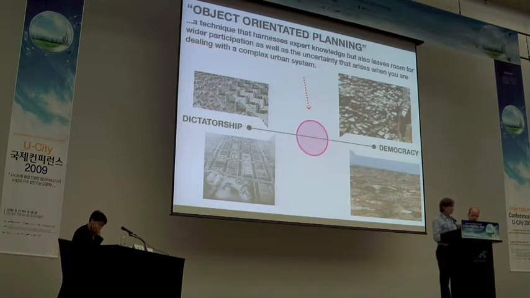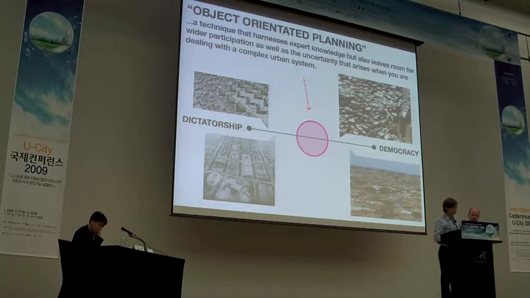And we think there might actually be a third way, and we've called this object-oriented planning, which is a programming analogy. And it's a technique that harnesses expert knowledge but also leaves room for wider participation, as well as the uncertainty that arises when you're dealing with a complex urban system. It is the combination of interactive models that enable real-time visualization of changing variables that require no prior knowledge of CAD.